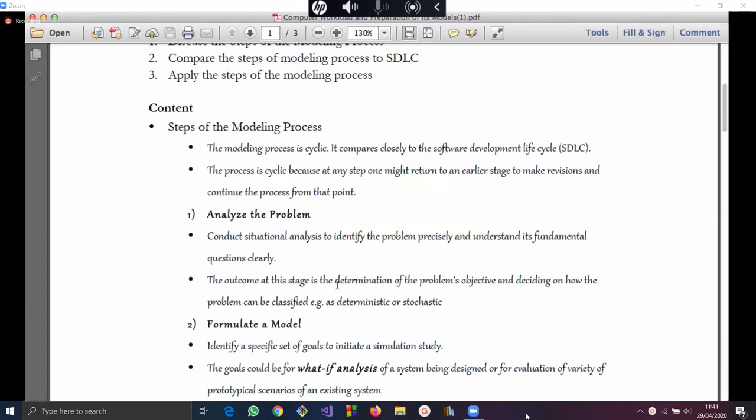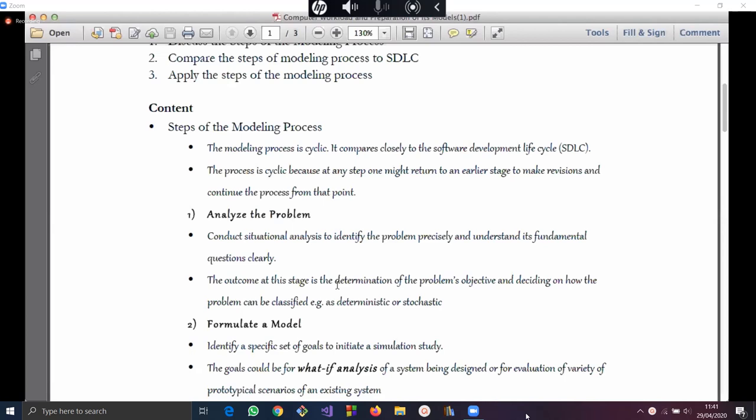The first thing we are going to look at is the steps of the modeling process. Therefore, use that, then you can come up with a model. Even before I go to the various steps of modeling, the process of modeling follows steps. It's important to understand that this process follows a number of steps, meaning therefore it's sequential.